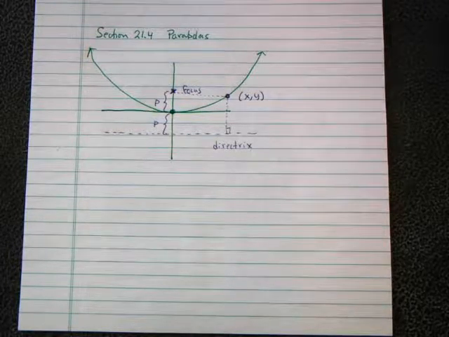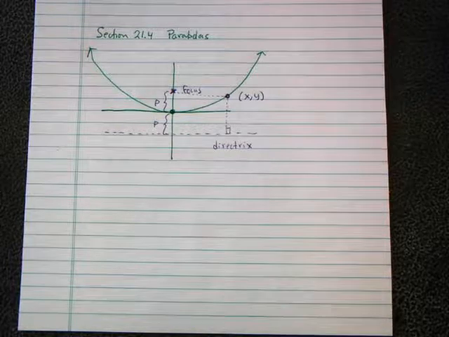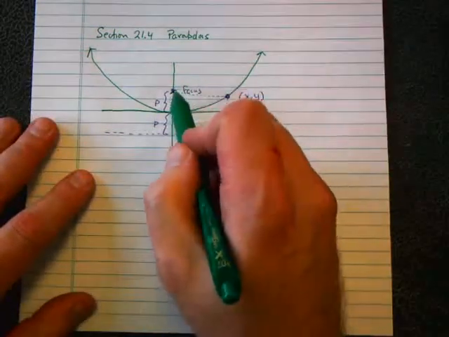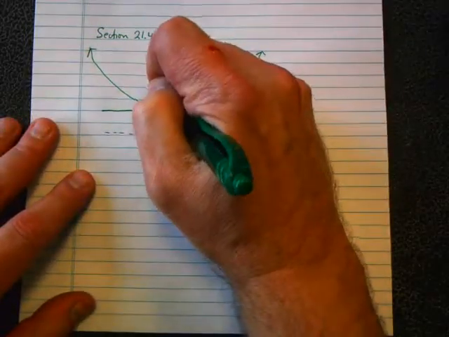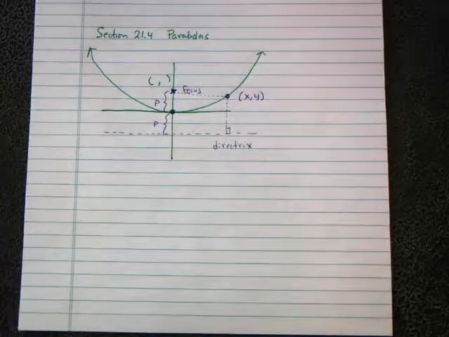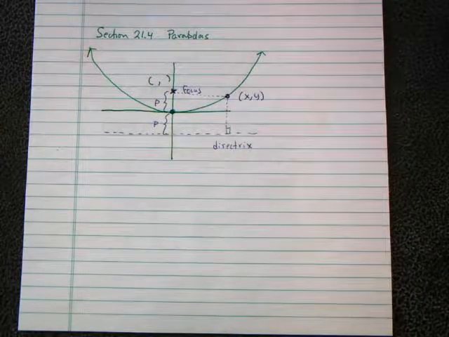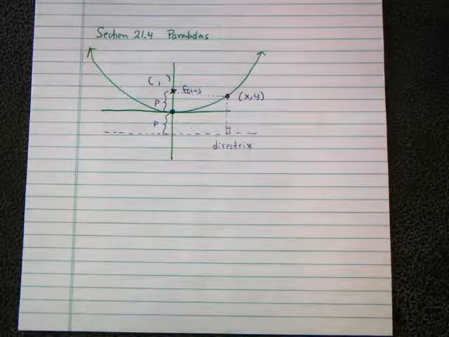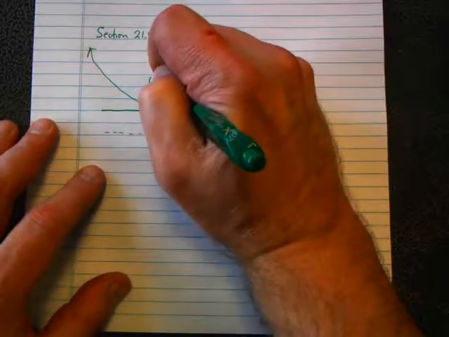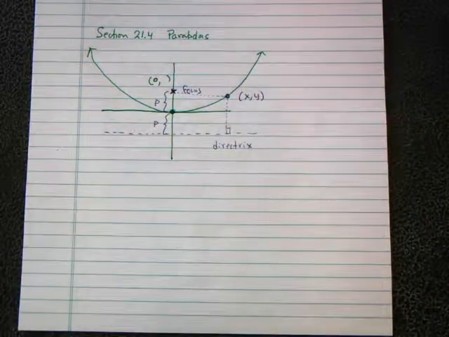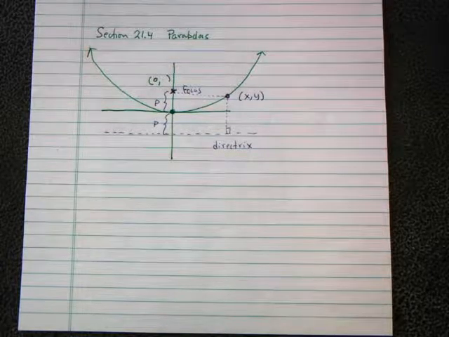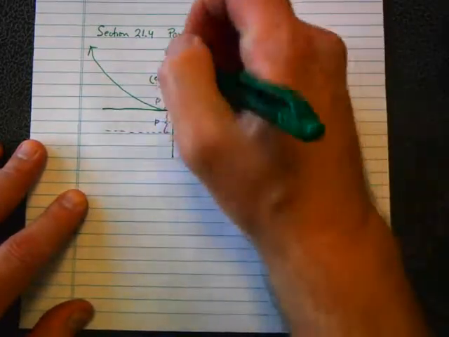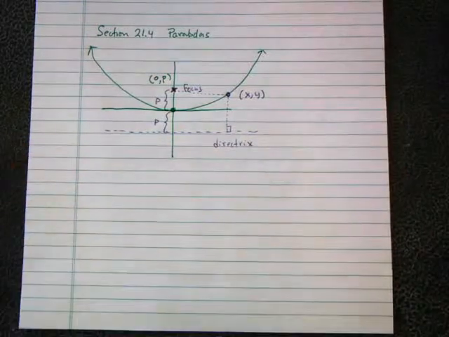Okay, using that information, we can come up with an equation. This point that I called the focus right here, what's its x value and y value? The x value is definitely 0 because it's on the axis. How about the y value? Same as the p number, isn't it? Because we said the distance from here to here, we called it p. So this is the p number. So that point is 0 comma p.